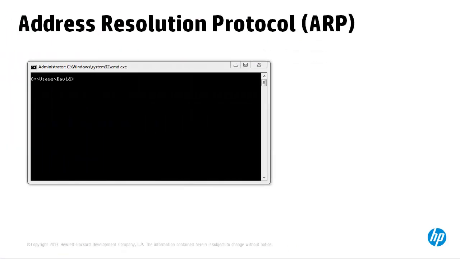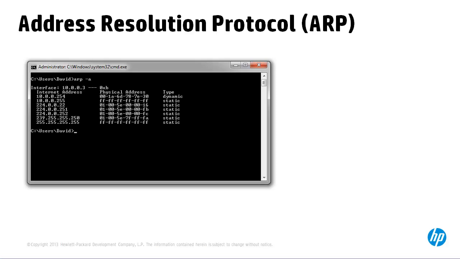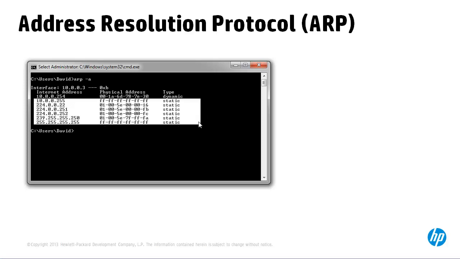Now, before continuing with that example, I'd like to show you a real-world example of ARP, or Address Resolution Protocol. So on my PC, I can type the command arp -a, and I'll see my ARP cache. My IP address is 10.0.0.3, and as you can see here, I've learnt an IP address 10.0.0.254 dynamically. There are also some static entries in the ARP cache.